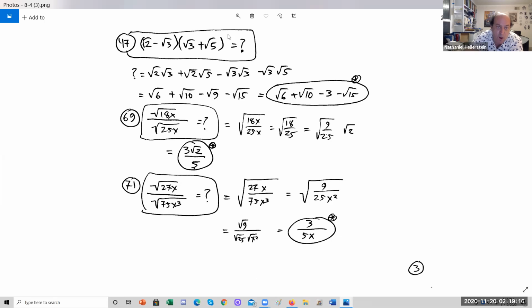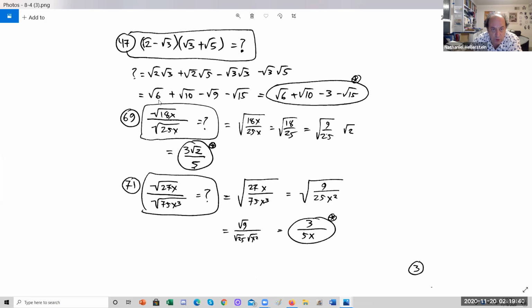Here we have, oh, this is a FOIL problem. Difference times sum: root 2 root 3 minus root 3 times root 3 plus root 5. Okay, first, root 2 root 3; outer, root 2 root 5; inner, minus root 3 times root 3 here; last, minus root 3 times root 5 here.